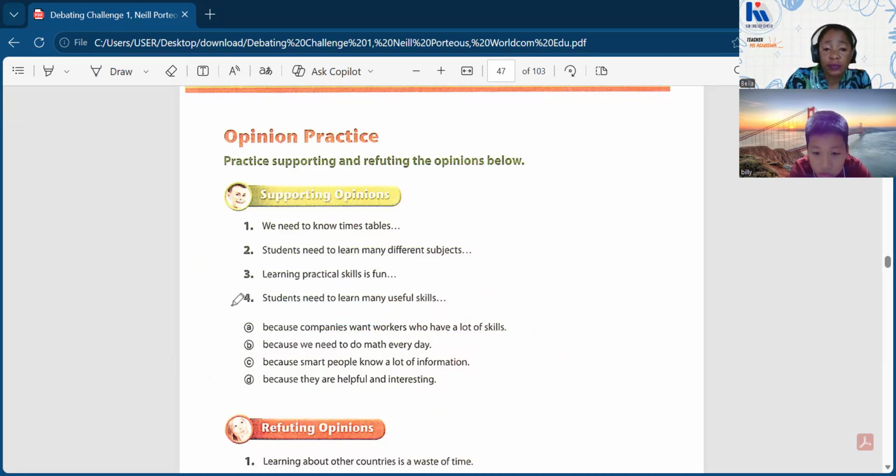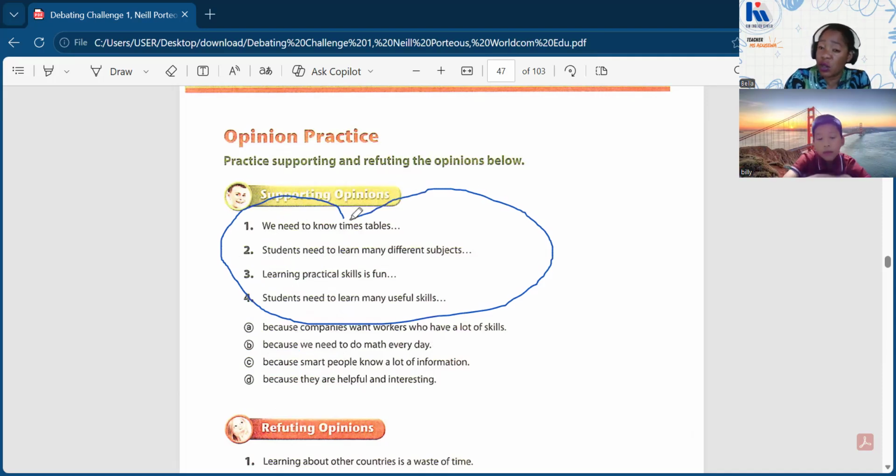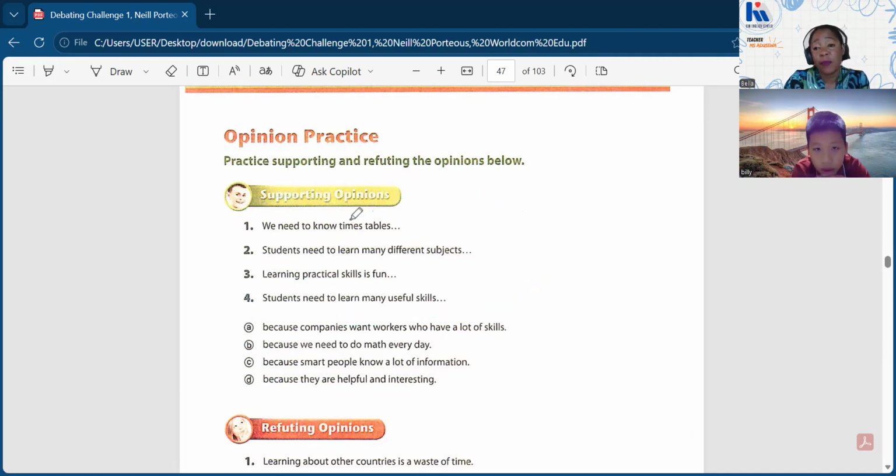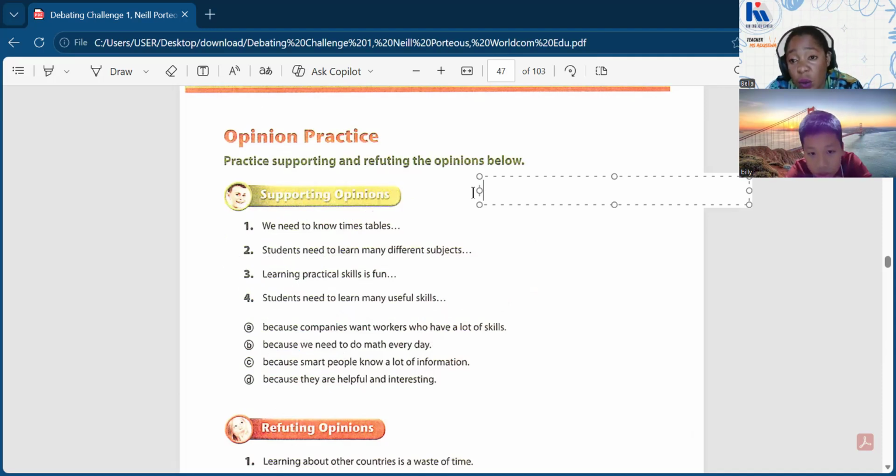So when you see a statement here from 1, 2, 3, and 4, you look for a statement here that perfectly agrees with the statement in 1 to 4. Do you understand? Yes. Okay, so let's start. When you're ready, please tell me what is the answer for number 1? You can take 1 minute for each answer.